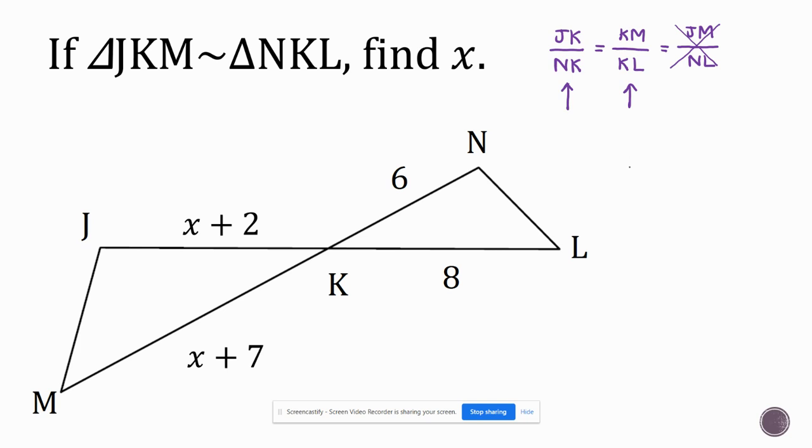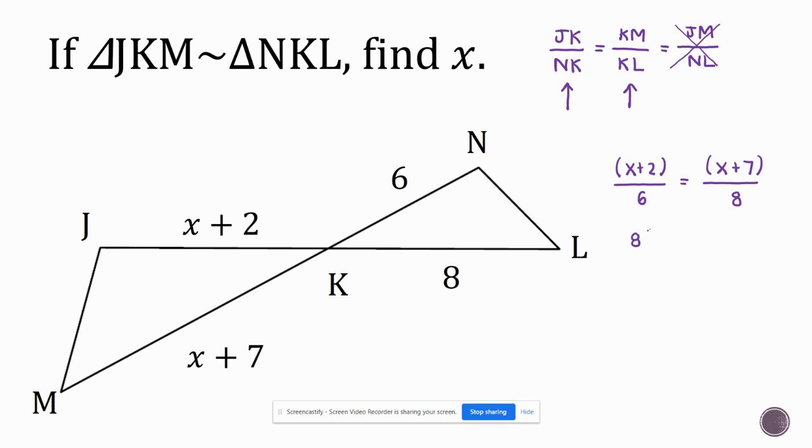So JK, I said, was x plus 2. That has to be over NK. We'll notice that NK is given to us as a length of 6. Go back to that second ratio, KM. That's x plus 7. That goes over KL. We'll notice that that side's given to us as 8. I'm going to put those binomials in parentheses because now I want to cross multiply and start solving for x.